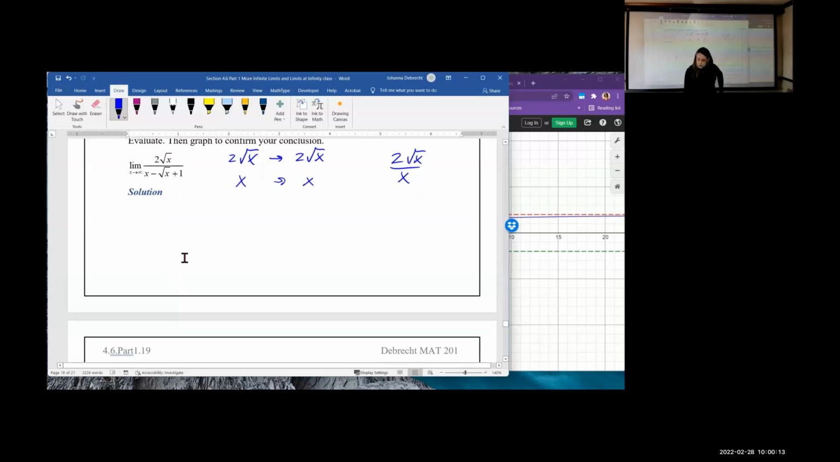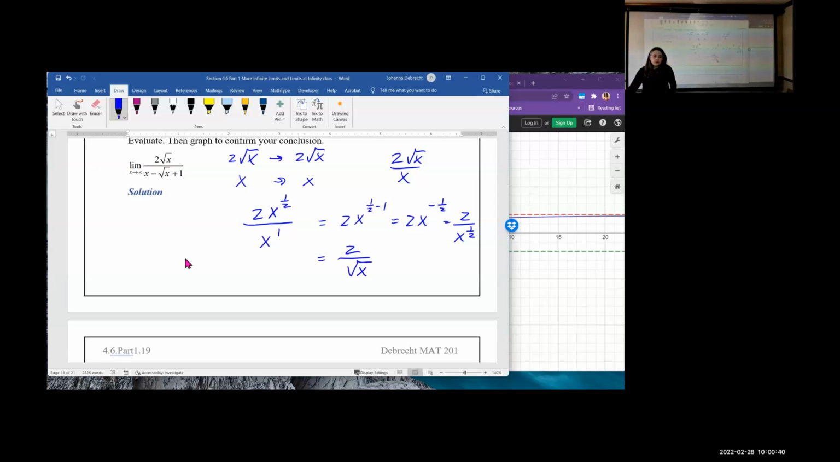And tricky algebra is just code for you got to do some work. Rewrite this as x to the 1/2, and this is x to the first. And that would give you 2x to the 1/2 minus 1, which is 2x to the negative 1/2, which is 2 over x to the positive 1/2, which is 2 over the square root of x. In other words, the square root gets left on the bottom.